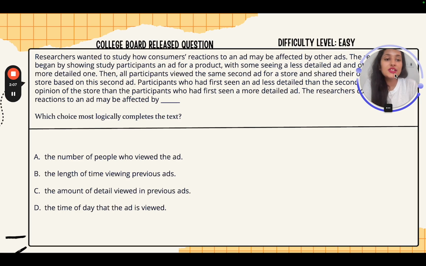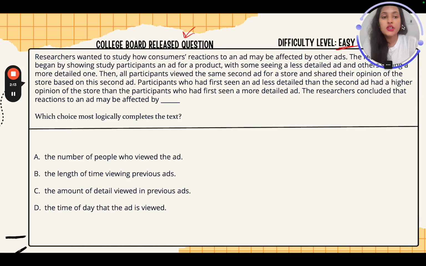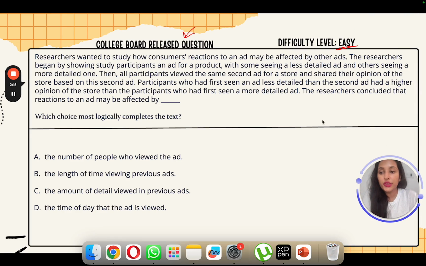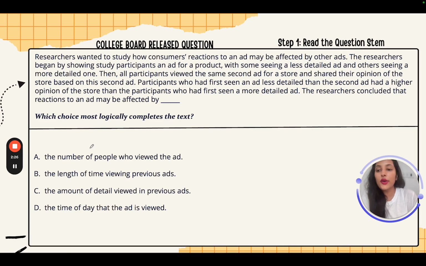Okay, so this is the first question. As you can already see, the difficulty level is easy. This is a College Board released question. So if you want, you can pause the video here, try this question out on your own, and then understand how I'm using my strategy steps to get my answer for this question. Alright, let's go ahead and take up step 1, that is read the question stem. The mention of "logically completes" tells me that this is an inference based question, correct?